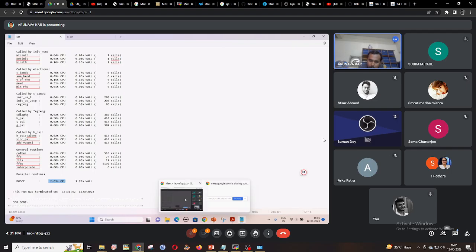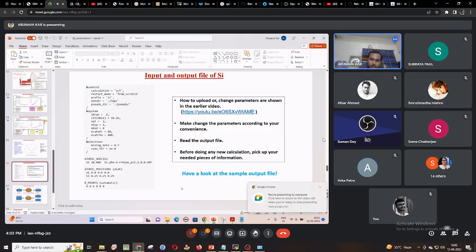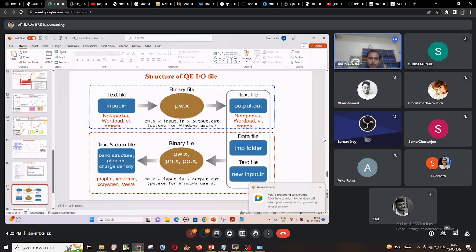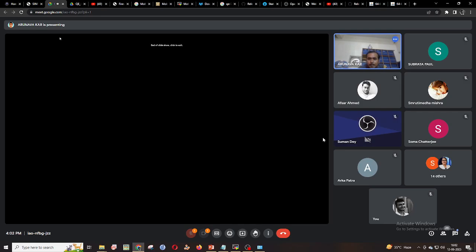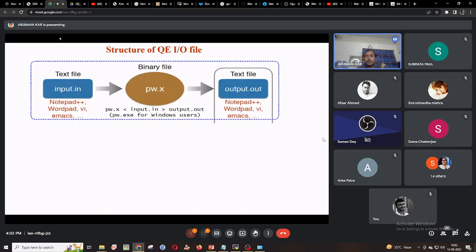So you can write down all this information from your output file, and you can plot this further, which I have shown you. Just the last slides, nearly the last slides. Yeah. So now if we have a look, we have given the input file as a text file, a .in file. We have done the pw.x calculation. We have found the output files. We have done up to that point.